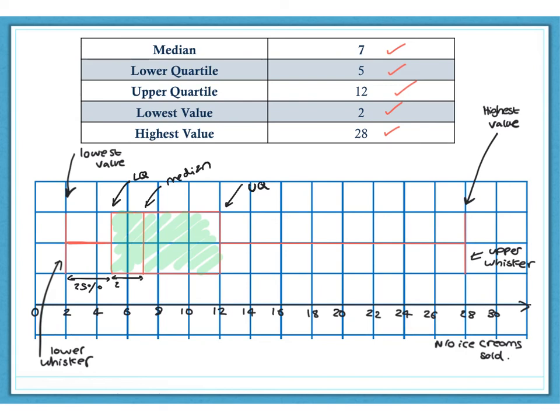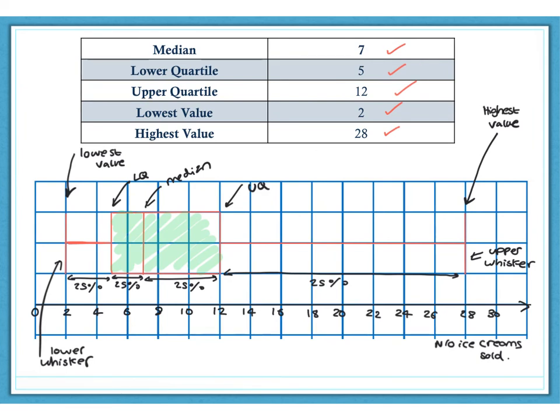Another 25% of the data is covered by the lower quartile up to the median. Remember, the median represents the 50% marker. And then another 25% of the data lies in between the median and the upper quartile. So this portion here represents the uppermost 25% of the data.